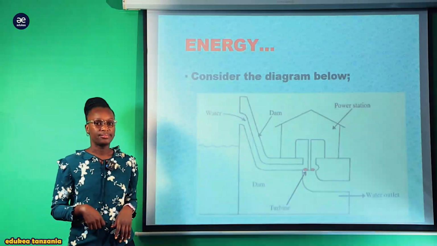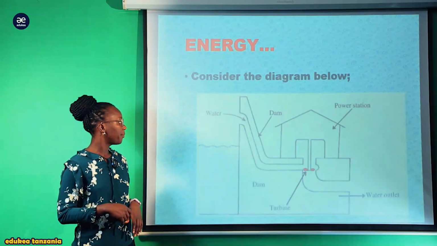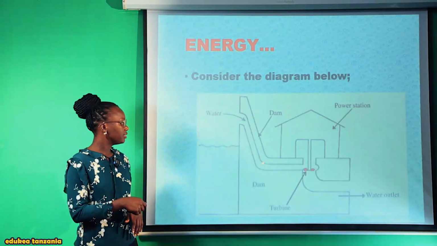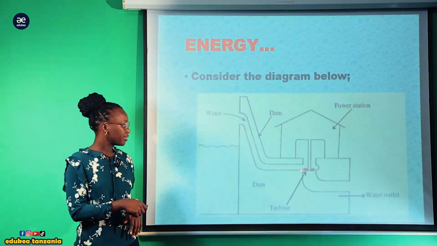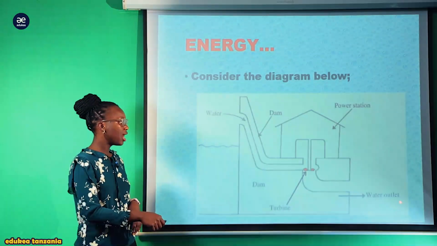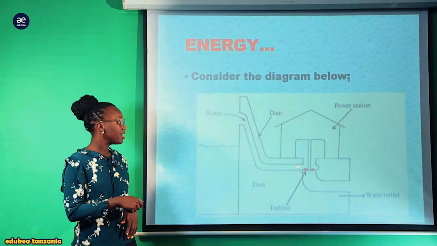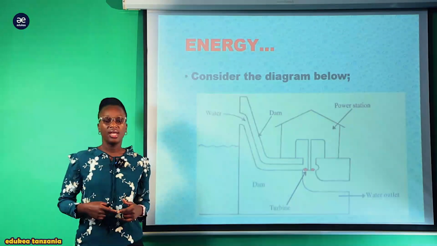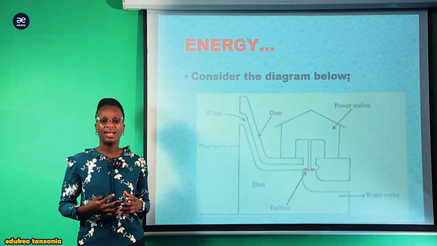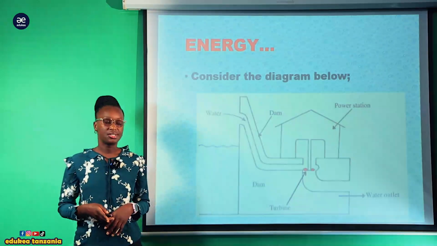This is a simple diagram which shows how this scenario happens. This is where the water comes in, this is the dam. So this is the way water enters here, and this is the turbines. As you can see here, this is the water outlet, and there is a power station here. So after the water held at high level on the ground drives these turbines, this generates electricity.